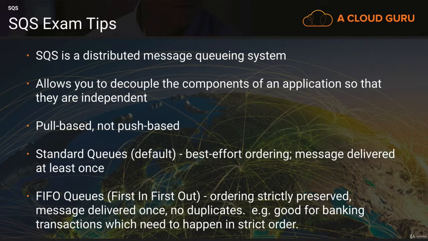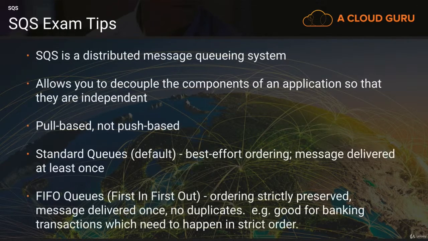Now, long polling doesn't return a response until a message arrives in the message queue or the long poll times out. So the great thing about long polling is it's going to save you money because you're not constantly polling an empty queue. You're going to poll it, it's going to wait for the timeout, and then when it times out, it's going to return a response saying, look, there are no messages in the queue. If you don't have long polling enabled, EC2 will just consistently poll the queue going, is there a message, is there a message, is there a message? And that can increase your costs.